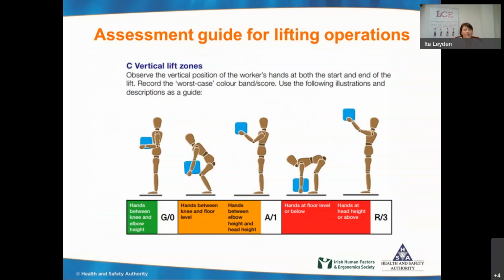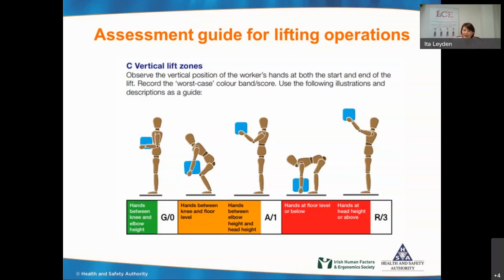And then we look at the vertical lift zones. What you'll see here is you're looking at whether the lift is being held between knee and elbow height, in which case that's green. Now, if, for example, someone is lifting a 30 kilogram load between knee and elbow height, we don't say, oh, it's 30 kilograms, because we've already assessed the load weight in the first risk factor. So once we've assessed the load weight, we don't take account of that again.